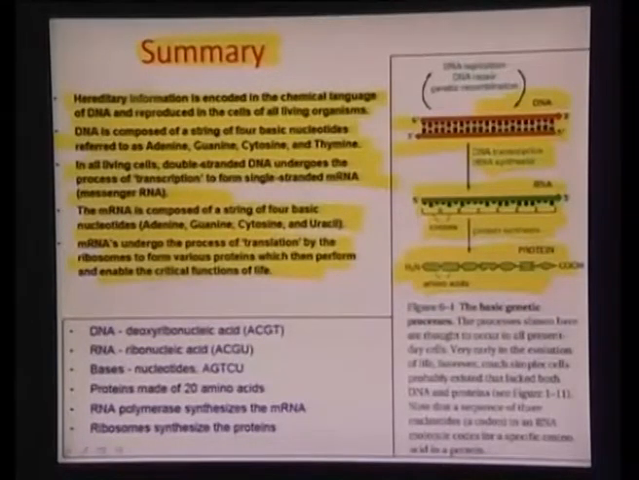Some facts and figures, or some take homes, are that DNA comprises ACGT, RNA, ribonucleic acids, comprise ACGU, nucleotides are bases in ACGTU, all of them. Proteins are made up of 20 different amino acids in a variety of combinations. The RNA polymerase synthesizes the mRNA from the DNA, and the ribosome synthesizes the protein from the mRNA. So these are in general take homes.